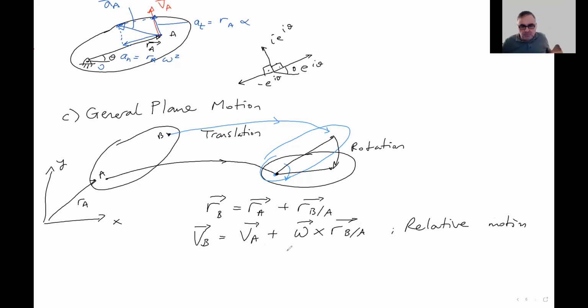We can show this again by drawing the following. Let's say that this is angle phi. Let's select our coordinate axis here. This is RA.